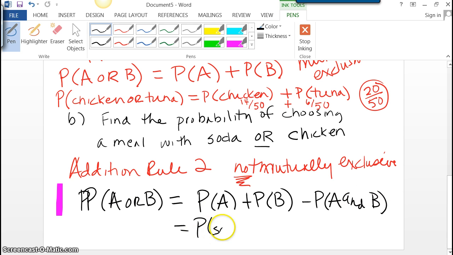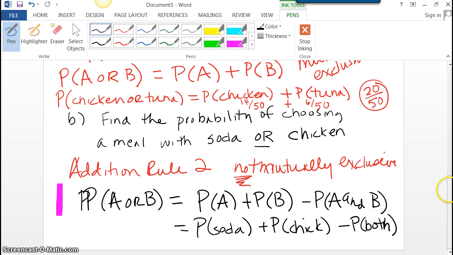So this is going to be the probability of soda. This is going to be the probability of chicken. And then we're going to make sure that we take away the probability of both once, because we're trying not to double count. So we're going to come back up here one more time and look at the table.